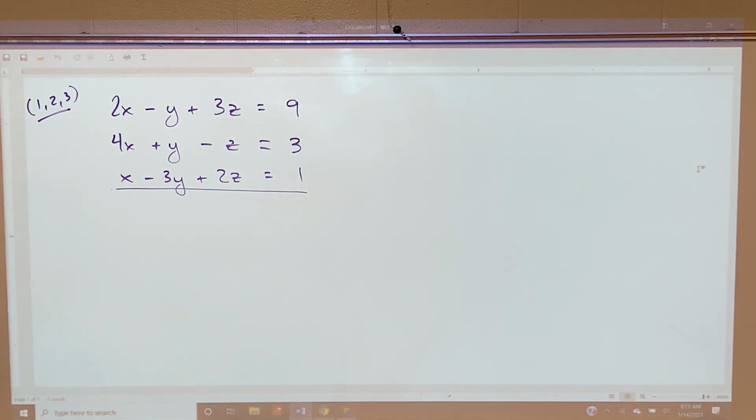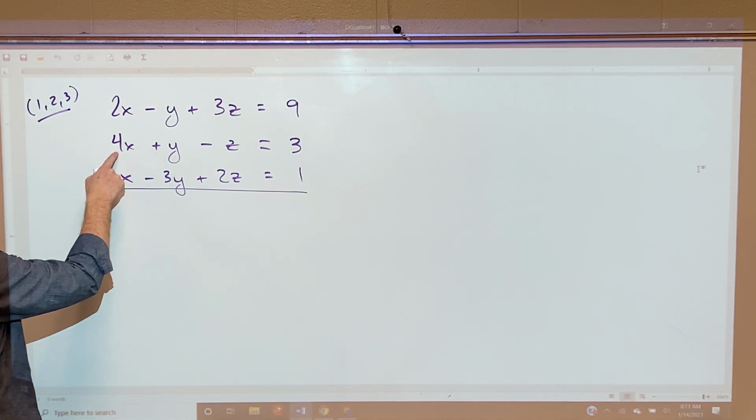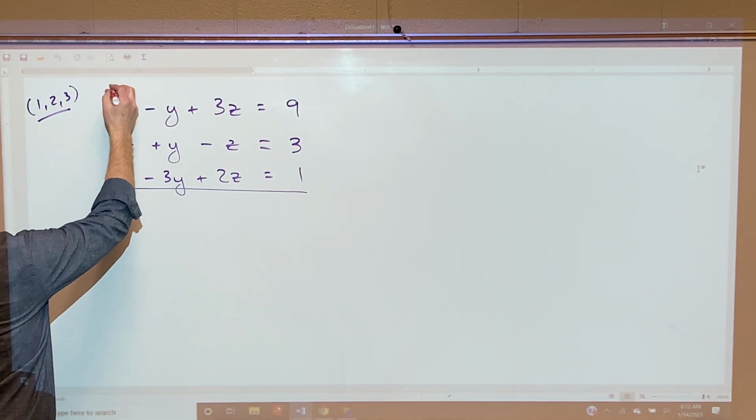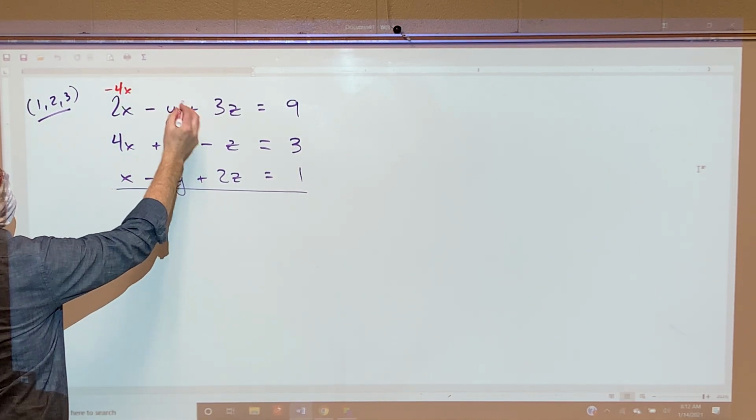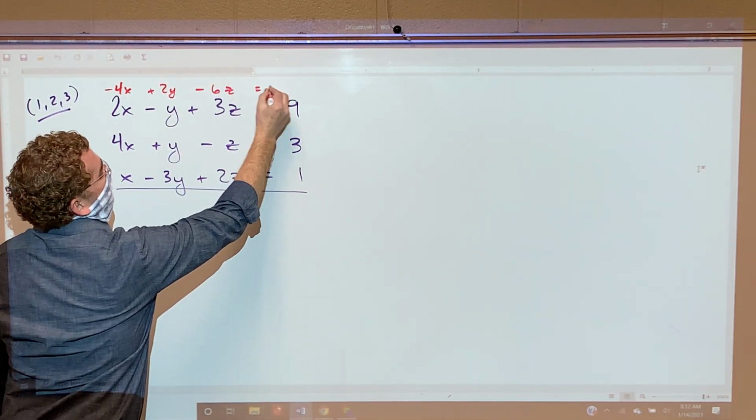So I personally, I know the elimination method, and I know my rules of algebra. I can multiply any equation by any number anytime I want. So I'm going to multiply this top one by a -2, and I'm going to write that result right above it, because I want to cancel -4 with 4. So that times a -2 would give me -4x, +2y, -6z, and -18.